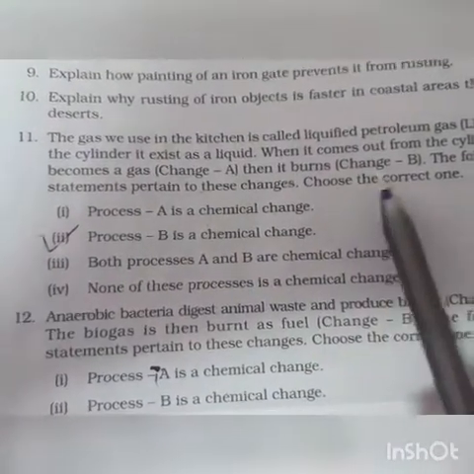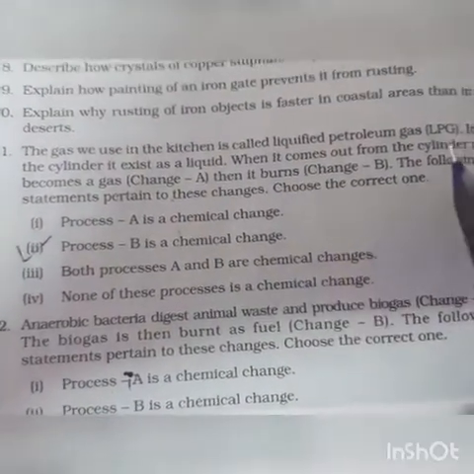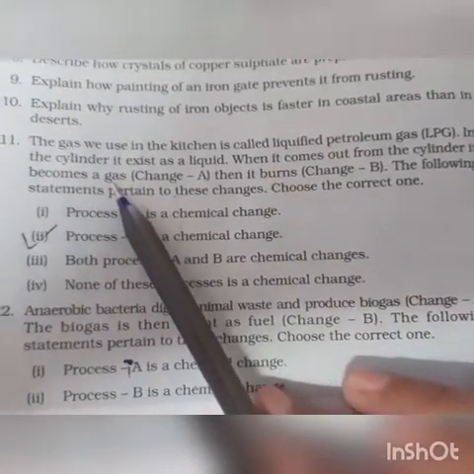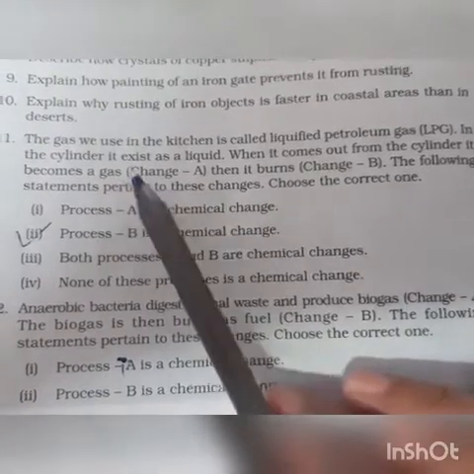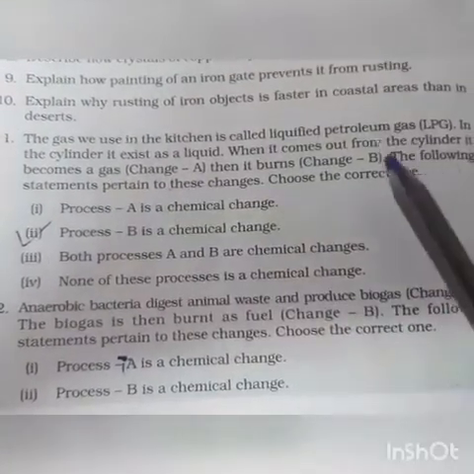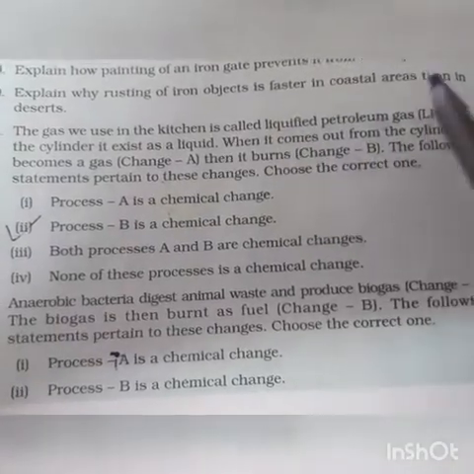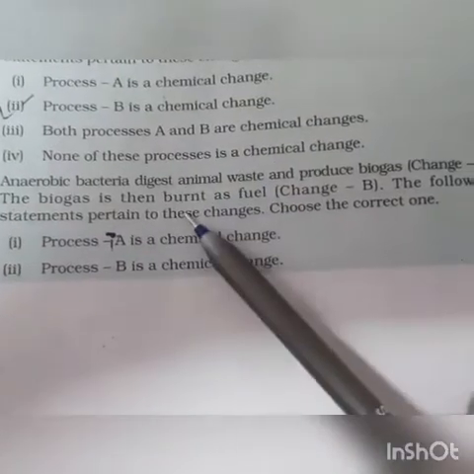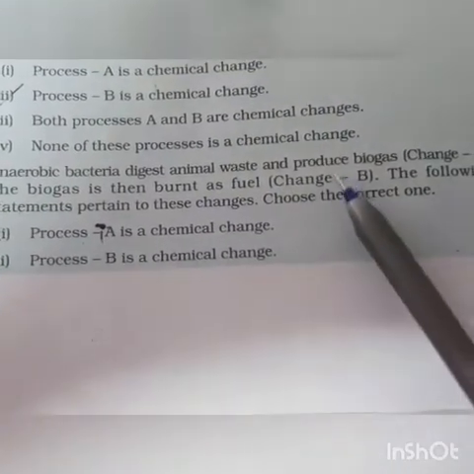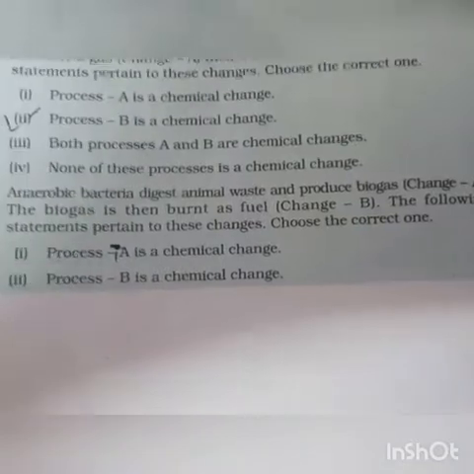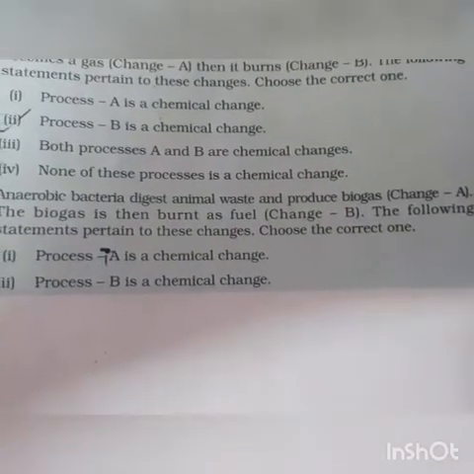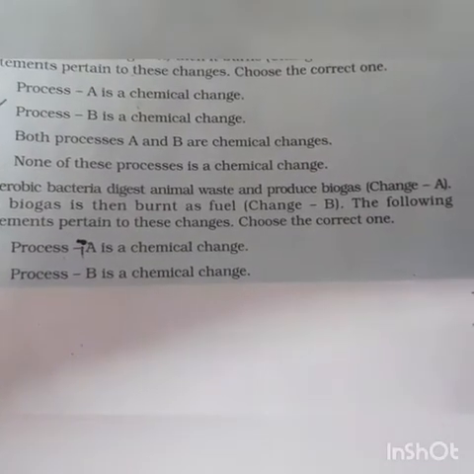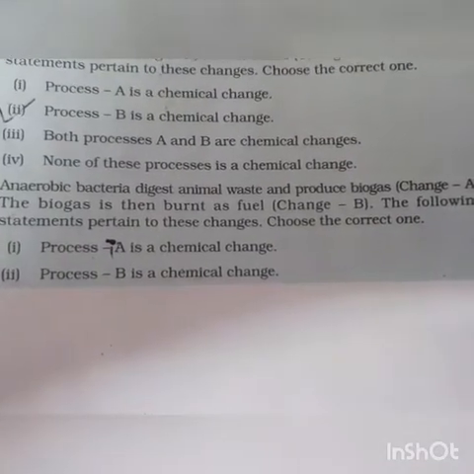That means the burning of the gas is a chemical change. Just changing from liquid to gas is a change of state of that gas from liquid to gas, but it is not a chemical change. Only the burning of the gas is a chemical change. Then anaerobic bacteria digest animal waste and produce biogas. This is your change A. That means the bacteria convert the waste into the biogas, and this biogas is then burnt as fuel, which is the change B. The following statements pertain to these changes.